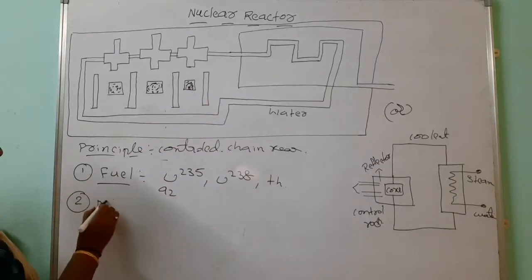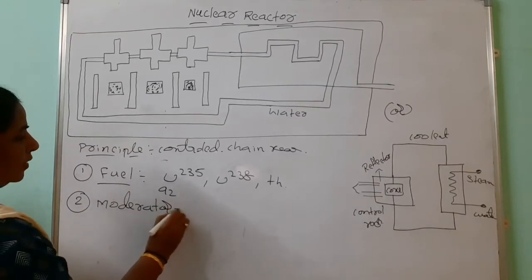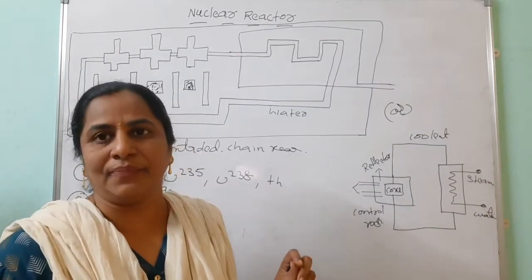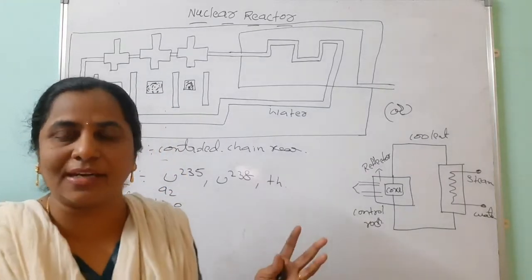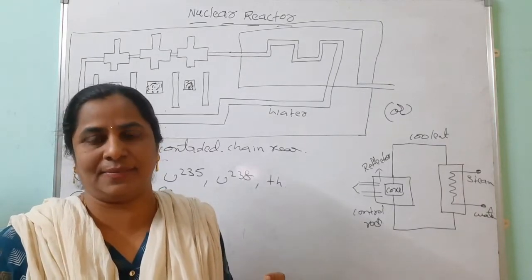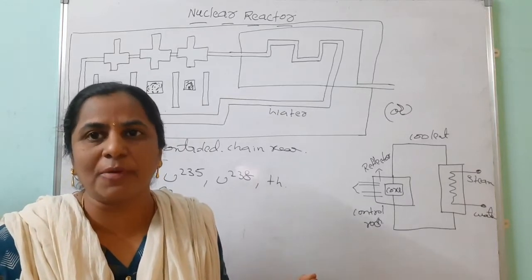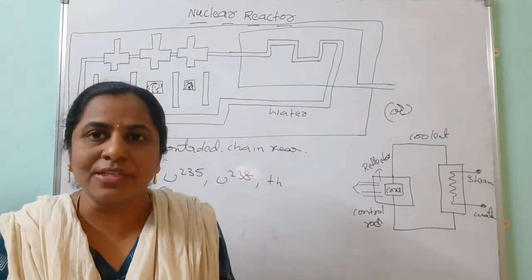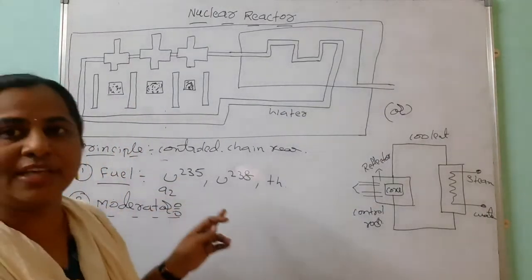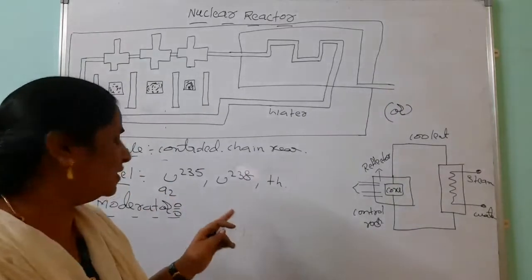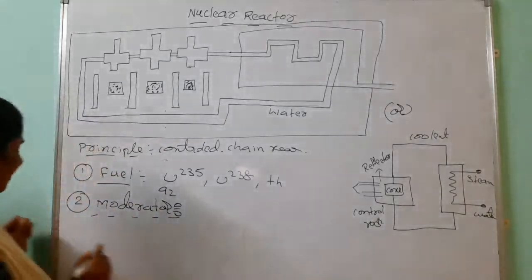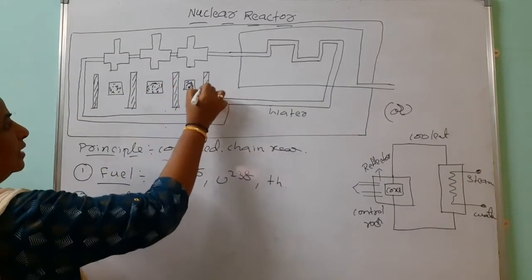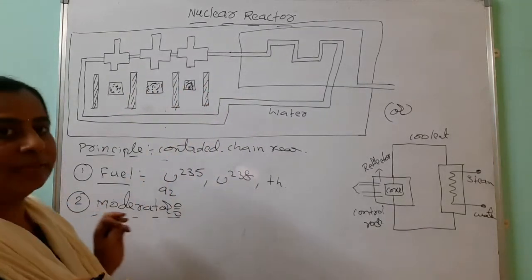Now, the second part is the moderators. What is the role of the moderator? Just now I said that a slowly moving neutron participates in the nuclear fission process. But whenever a neutron bombards uranium, it gives fast moving neutrons. So the energy of these fast moving neutrons is absorbed by some material. Those are called moderators. What is the role of this? Fast moving neutrons are slowed down. That is the role of the moderator. Mostly we are using heavy water as a moderator. Later we will get coolant also. Then, where are the moderators? Look here. These are the moderators. Fast moving neutrons slow down when their energy is absorbed by the moderators.